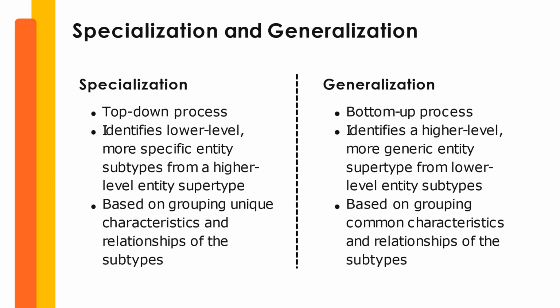Now let us differentiate specialization and generalization. Specialization is the top-down process. We are identifying the lower level, more specific entity subtypes from a higher level entity supertype. And this one is based on grouping unique characteristics and relationships of the subtypes. For generalization, this one is the bottom-up process. We identify a higher level, more generic entity supertype from lower level entity subtypes. And this one is based on grouping common characteristics and relationships of the subtypes.